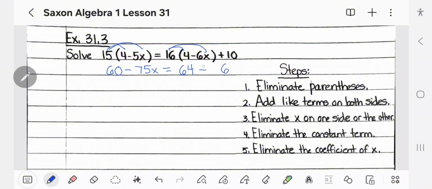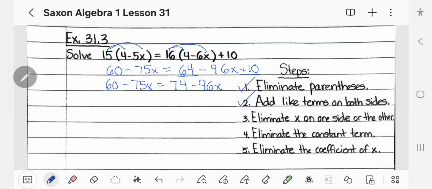Let's see, what is that? 96x plus 10. Now we're going to add like terms on both sides. There are no like terms on the left side. They do not have the same variable. But on the right side, I have a 64 and a 10. So that's 74 minus 96x.